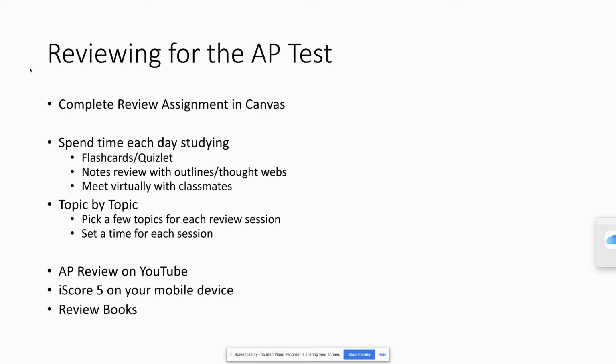A few other things you can do. AP Review on YouTube is coming. Their first review sessions are being scheduled for the next few days. And then iScore 5 is a great mobile app for both Android and Apple devices. It does cost a few dollars, but it is really excellent. My students who have used it in the past always highly recommend it to others. And of course, there's some other review books out there as well. You may have siblings with other copies, that sort of thing.